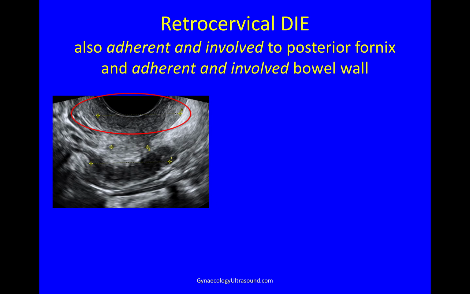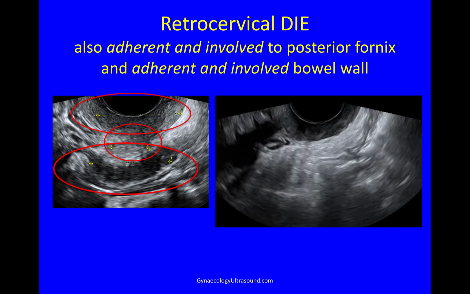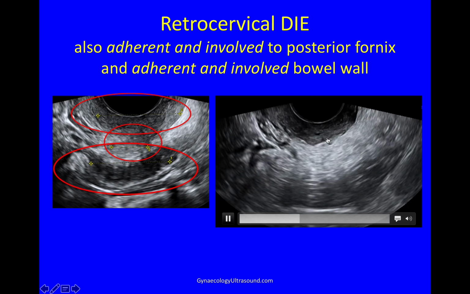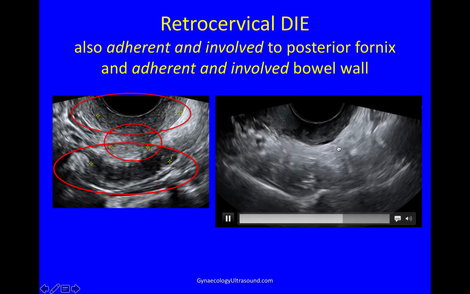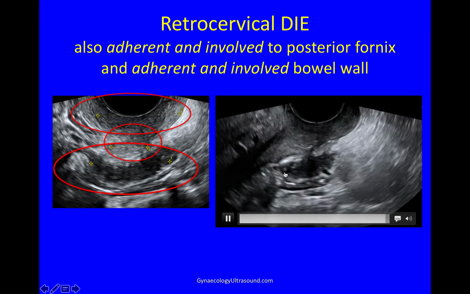There is the posterior fornix DIE, there is the retrocervical nodule, and here is the bowel nodule in the lower bowel, lower rectum. And this is what that looks like on ultrasound. So the probe is in the posterior fornix. You can see there's a lump of DIE in the posterior fornix. You can see a nodule in the ligaments, and you can see a bowel nodule too.